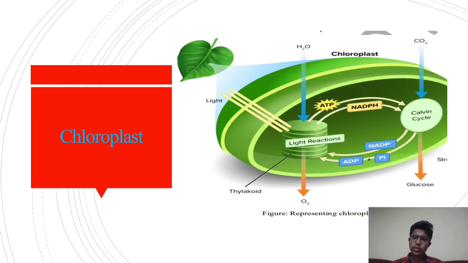This is an example of the chloroplast and how it produces NADPH: light reactions, Calvin cycle, chloroplast, ADP, NADP, thylakoid, light, H2O, and how water and carbon dioxide are used. It is a representation of the chloroplast and the structure of a chloroplast in a leaf.